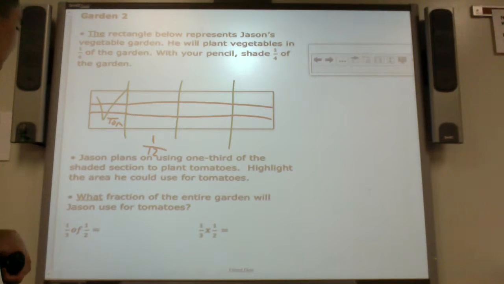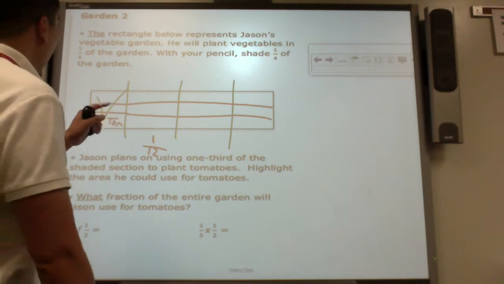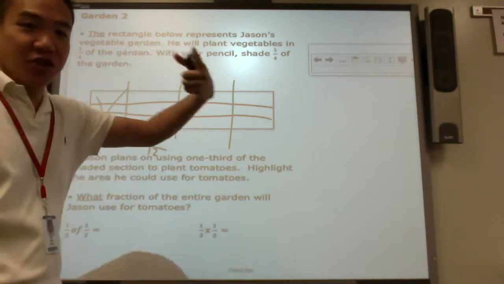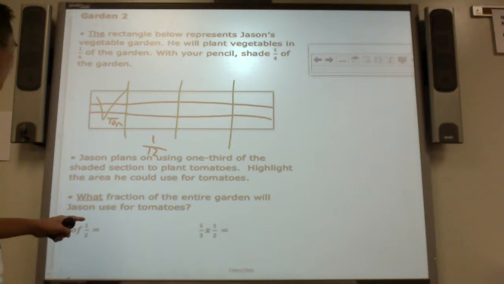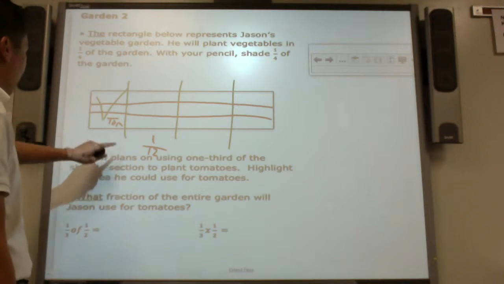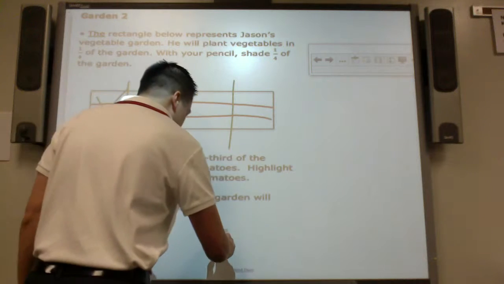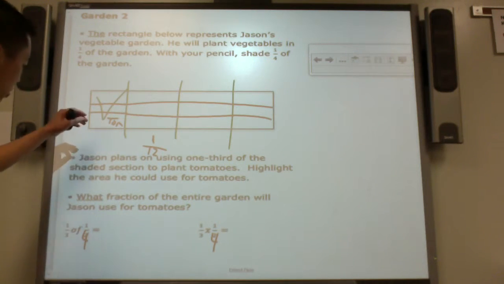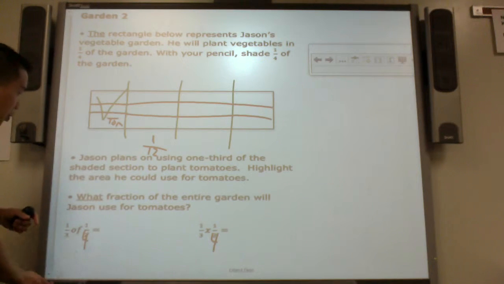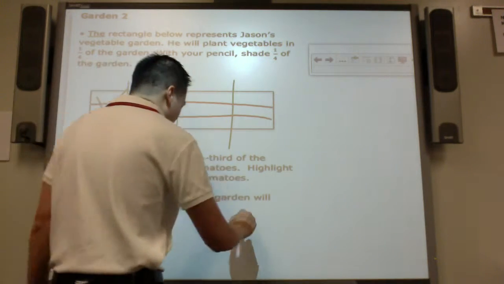So what fraction of the entire garden will Jason use for tomato? Actually, you know tomatoes are not vegetables, so really you should say fruit and vegetable garden. Well, anyway, let's sidetrack. So 1/3 of 1/4. We know that 1/4 of this is vegetable. Of the fourth, 1/3 of it represents tomato. So it'd be 1/12.